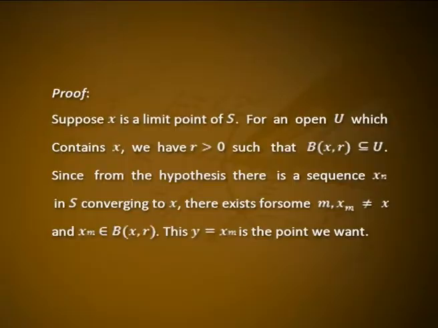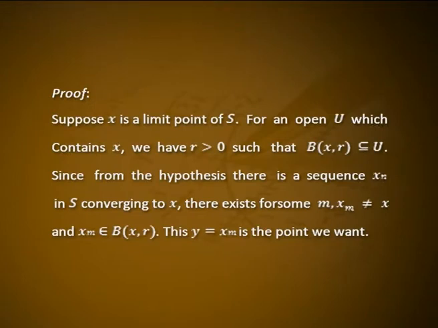Theorem 3.2. A point x is a limit point of the set S if and only if for any open set U containing x, U also contains y belonging to S with y not equal to x. Remark: in the proof, we write B(x, r) instead of B_d(x, r) as there is no confusion about the metric. We would include the subscript d only when we need to specify which metric is being used in later text. Proof: suppose x is a limit point of S.